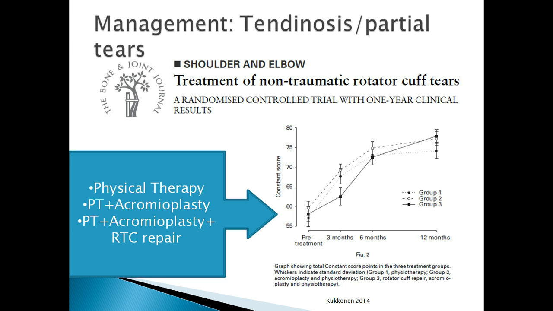Kokkonen et al. in 2014 performed a study assessing the treatments for non-traumatic rotator cuff tears. This was a randomized controlled trial comparing three groups: those that received physical therapy, those that received physical therapy plus acromioplasty, and then those that received physical therapy, acromioplasty, and a rotator cuff repair.